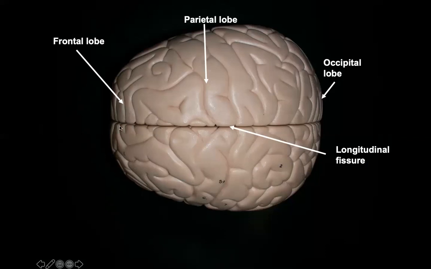Looking from the superior view of the brain, we can see the main fissure, which is basically a deep sulcus, dividing the brain into two halves, the right and left cerebral hemispheres. And again, you can see from this view the frontal lobe, the parietal lobe, and the occipital lobe in the back. The line that separates the brain into the two hemispheres is called the longitudinal fissure.